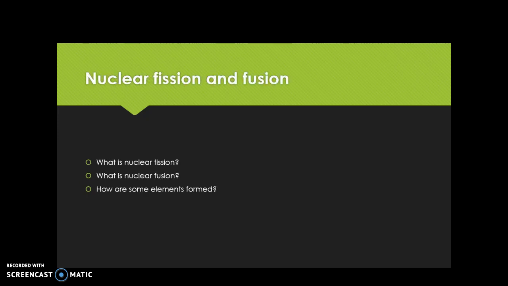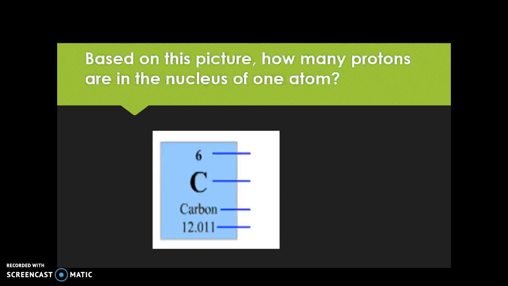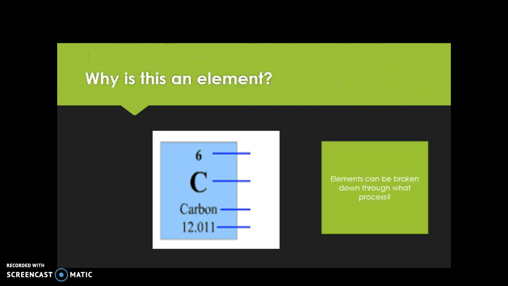What is nuclear fission? What is nuclear fusion? How are some elements formed? Based on this picture here, how many protons are in the nucleus of one atom? Why is this an element? Elements can be broken down through what process?